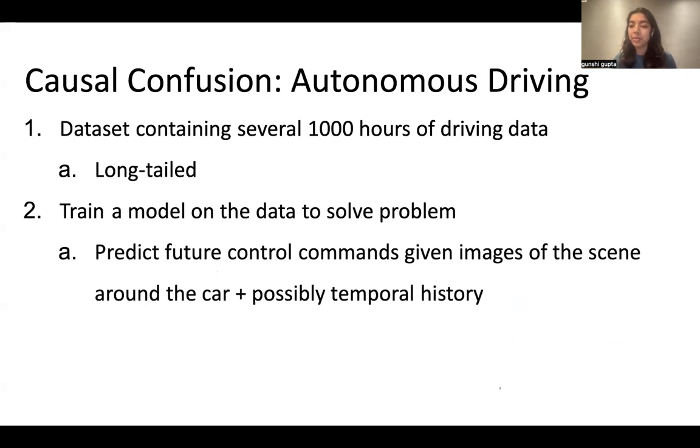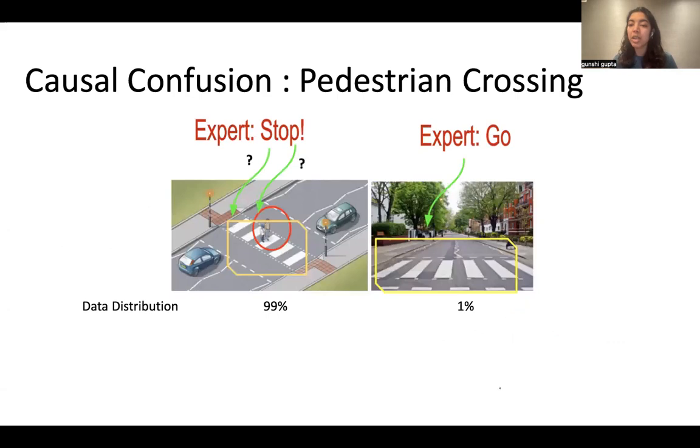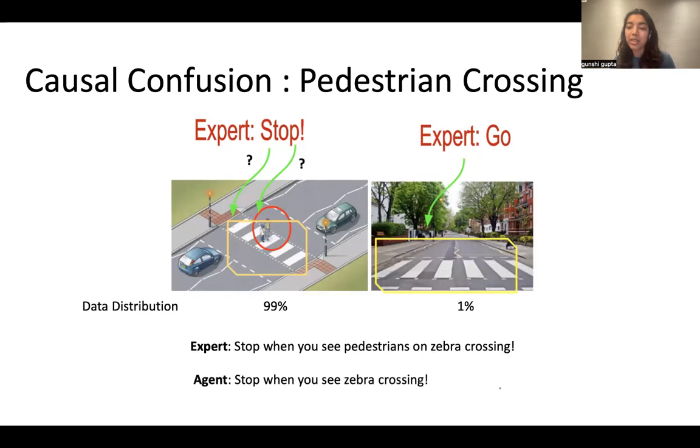One example of how a model may get causally confused when learning from this data is pedestrian crossings. In busy cities, most of the time pedestrian crossings have pedestrians on them, and while the experts stopped whenever they saw a person on the crossing, a model might just learn that it should always stop at pedestrian crossings regardless of whether a person is present or not. This is because this simpler strategy will still work 99% of the time on this data.